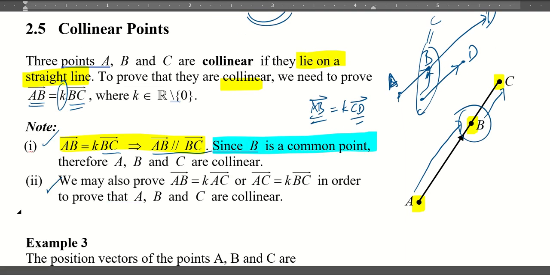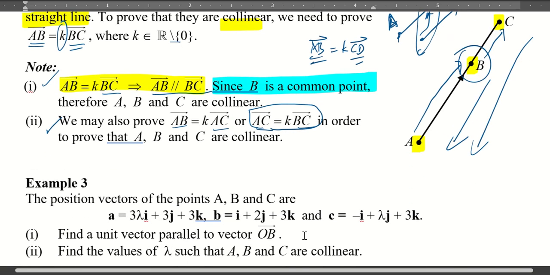Point number 2, we may also prove that AB is parallel to AC or AC parallel to BC. In fact, there are many ways. With these 3 points, you can form BA, CA, whatever. So just choose two different vectors formed by any two of the 3 points, and then show that one can be expressed as a scalar multiple of the other.